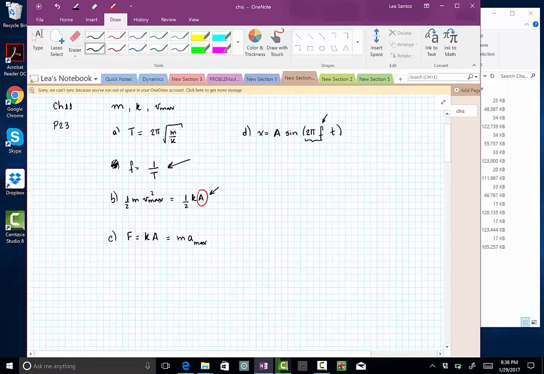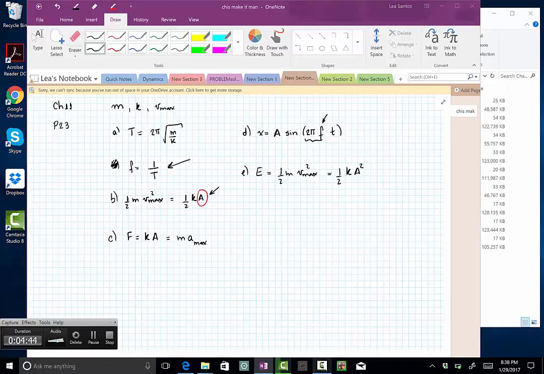Okay, determine the total energy. That's the last question. The total energy, well, either we use the maximum kinetic energy, because we have all the information for that, we have the mass, we have the maximum speed, or you can also use the maximum elastic potential energy, because we have k and we just found the amplitude. So we are done with this problem. Not too bad.